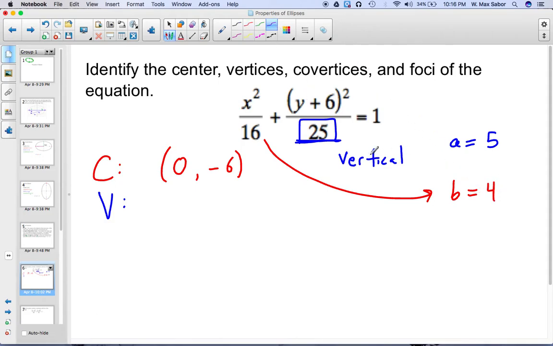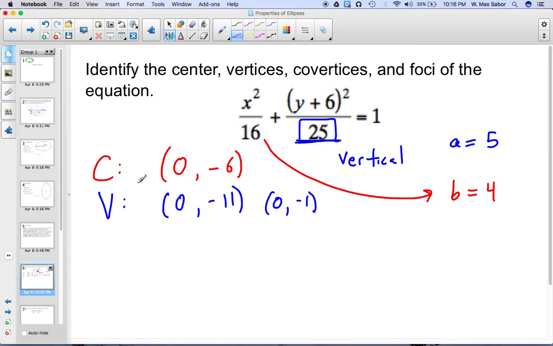Because it's vertical, I know that for the vertices, I'm changing this. So it's 0 comma negative 6 minus 5, and 0 comma negative 6 plus 5. So I use these 5s to change the y-coordinate because it's vertical.